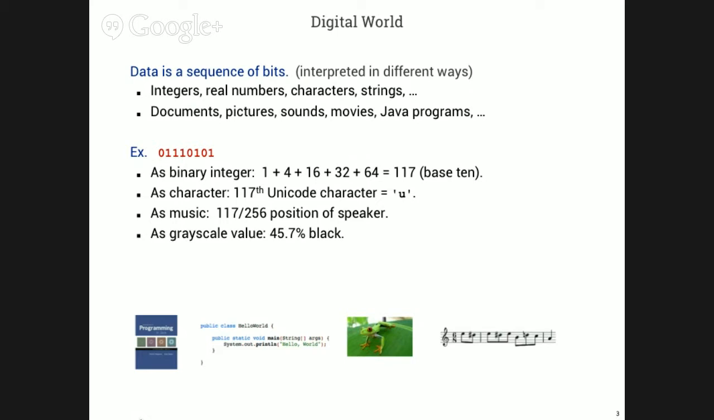If you look at a binary string like 0111 0101, you can interpret it in many ways. You can interpret it as just a number, 117, or as a character, U, or as a frequency, a certain note being played, or it could be a color, like 45.7% gray. So if we just see a string of zeros and ones, we don't necessarily know what it means. The context is important. That's also true for the computer. It interprets the same string in different ways at different times. So even though you know what the string is, you may not know what it actually means.